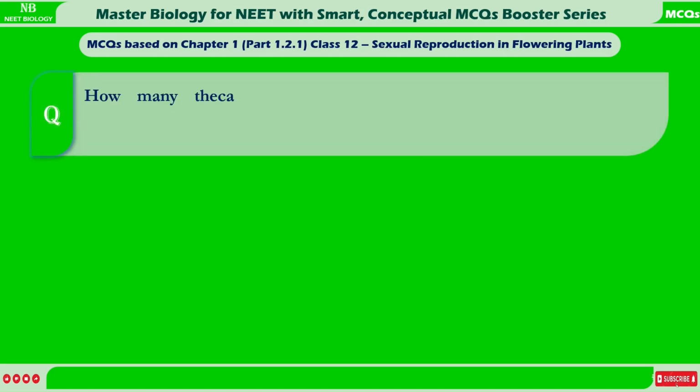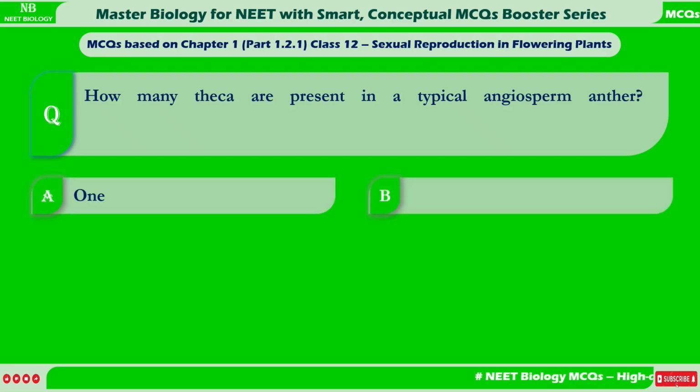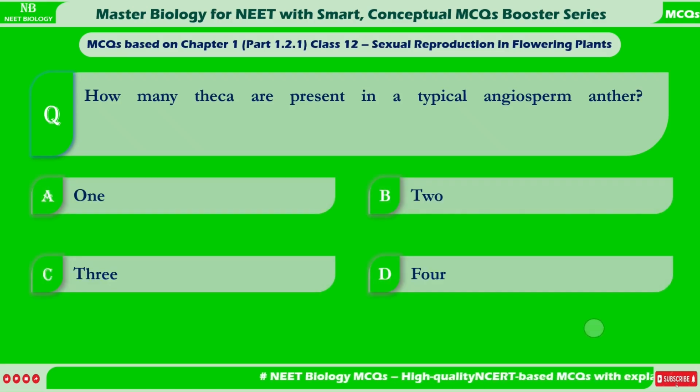How many microsporangia are present in a typical angiosperm anther? A. 1, B. 2, C. 3, D. 4.